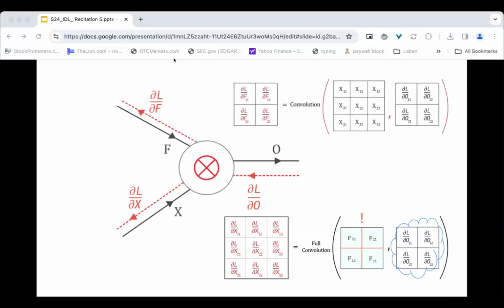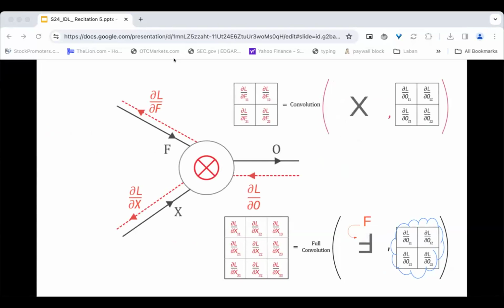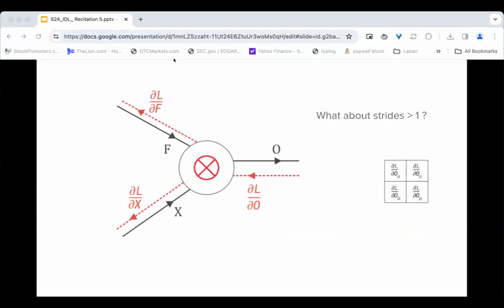And here we have both solutions. The exclamation point is just there to point out that the filter F is backwards, or on the convolution for DLDX, it's flipped. And we can also see it like this, in the output map DLDO.